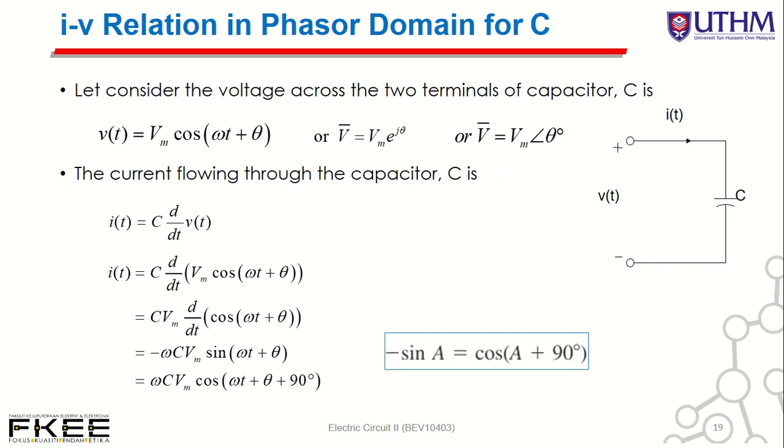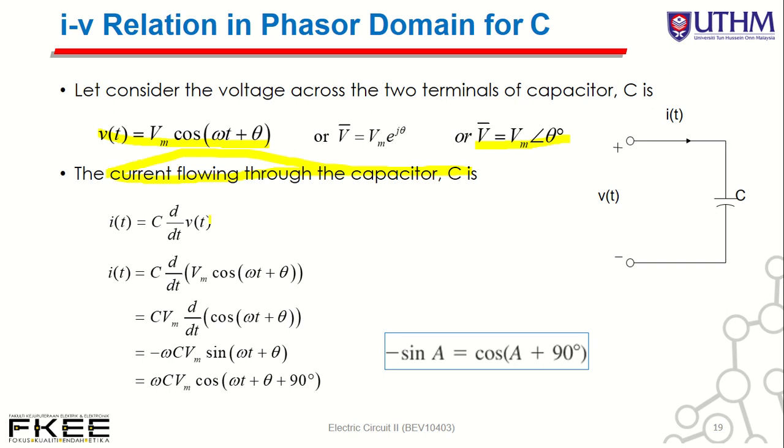The last part, we look at the IV relationship for the C circuit in the phasor domain. Let's say we have a C circuit, we have a V, we have a C, which is a capacitor. Let's assume v(t) equals Vm cos(omega t plus theta), or we can write in phasor form Vm angle theta. So how to determine the current through the capacitor?